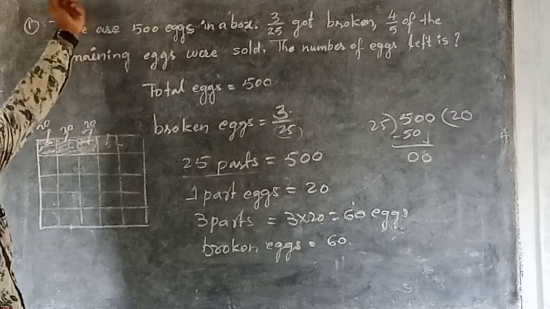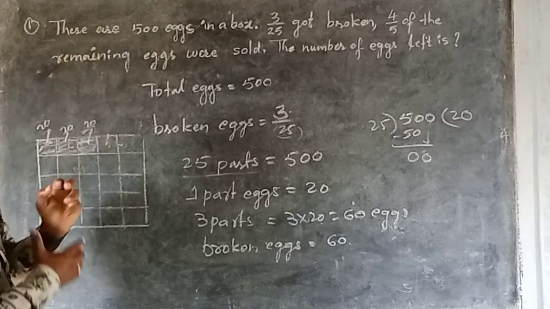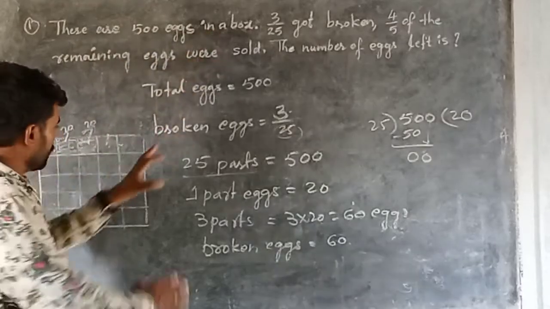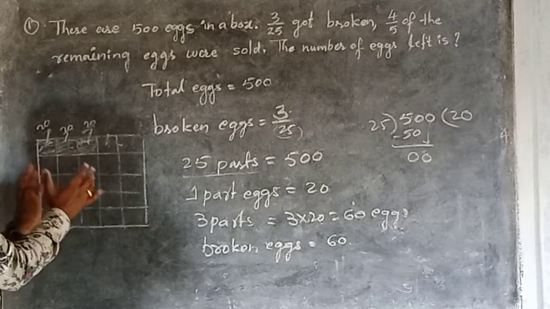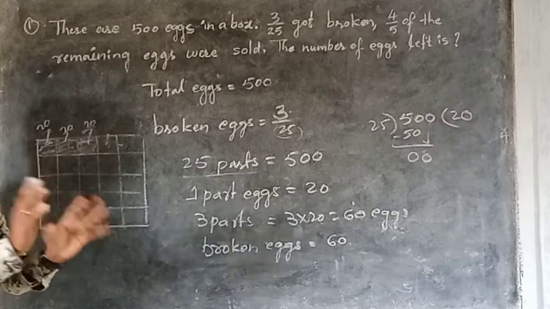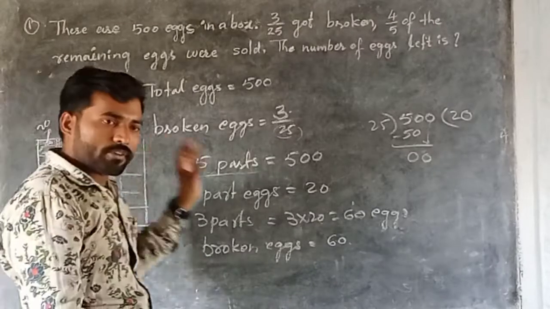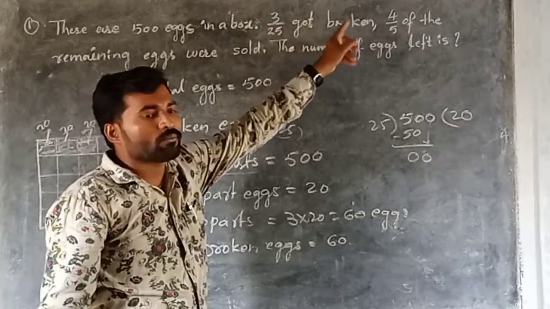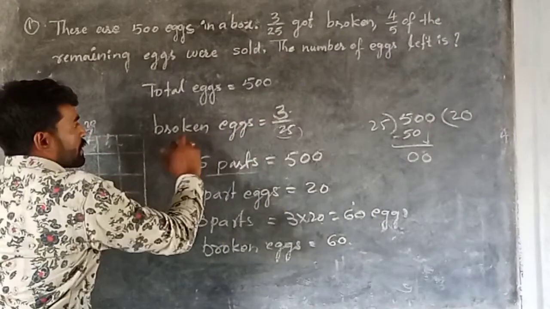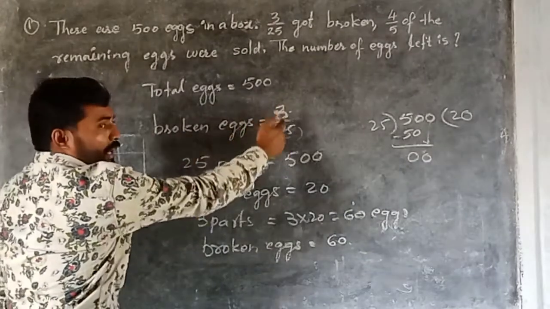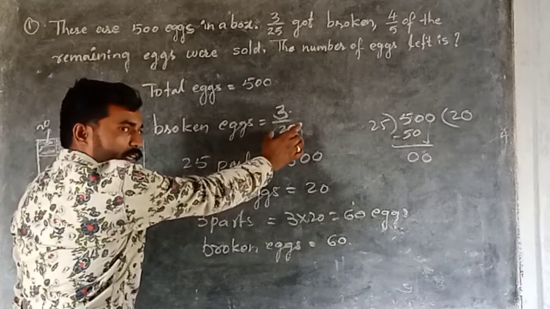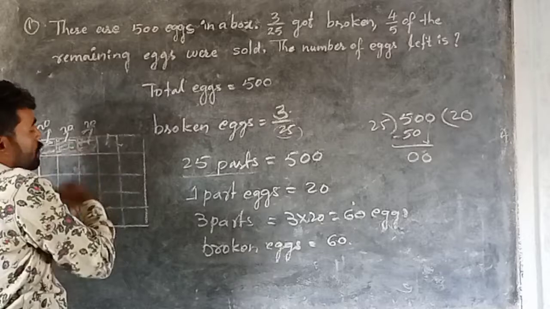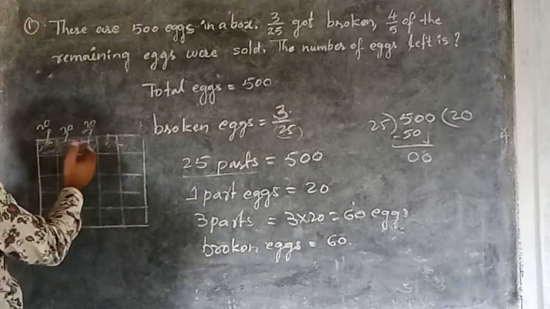Look at the question once more. There are 500 x in a box. This type of box is there. In this box, how many x are there? 500 x. 3 by 25 got broken. Broken x are 3 by 25. 25 means total parts are 25. Among these total parts, 3 parts were broken.